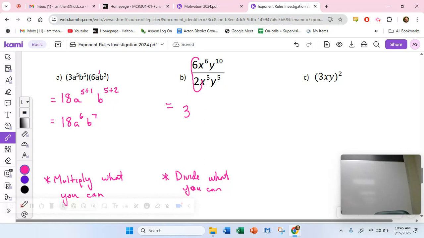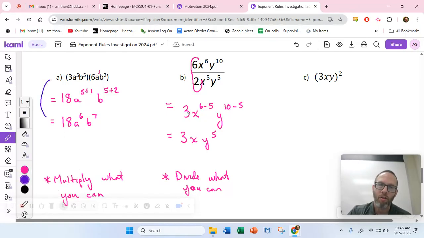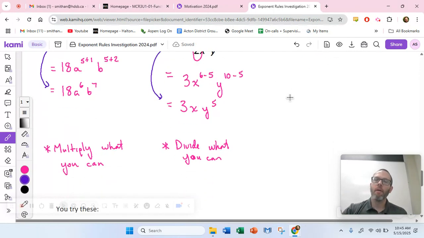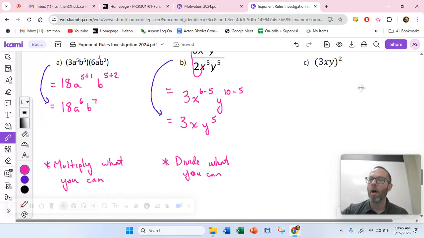Now you divide the x's and divide the y's. You have to divide the things that you're allowed to divide together. When you divide powers, you subtract the exponents, 6 minus 5. When you divide powers, you subtract the exponents, 10 minus 5. Now, most of you will just be able to go, that's x to the power of 1, or just x. I'm totally fine. Most of you guys can just go from here to here. That is totally acceptable. If you need the intermediate step, please do that.